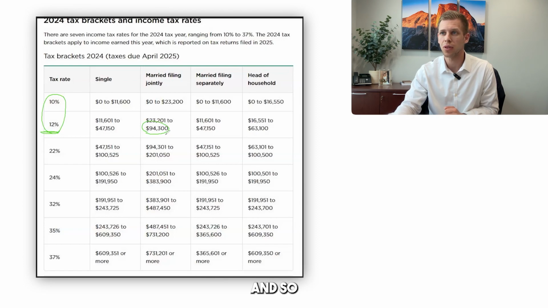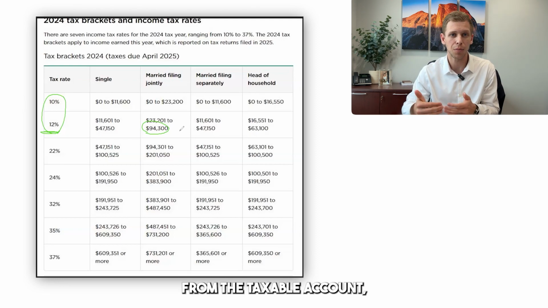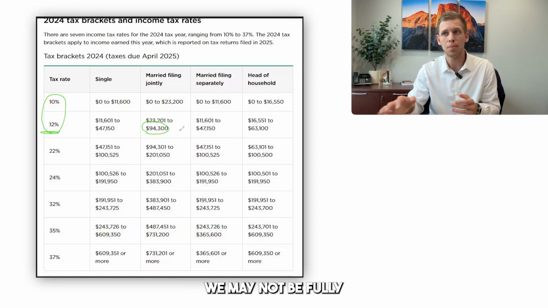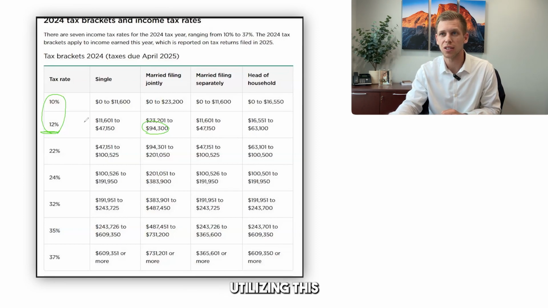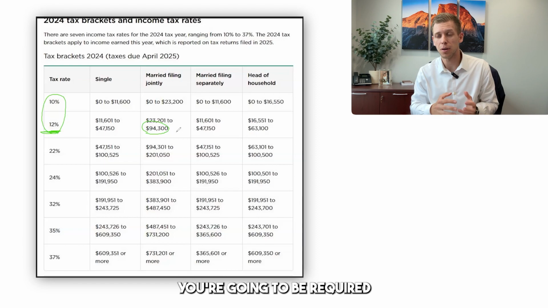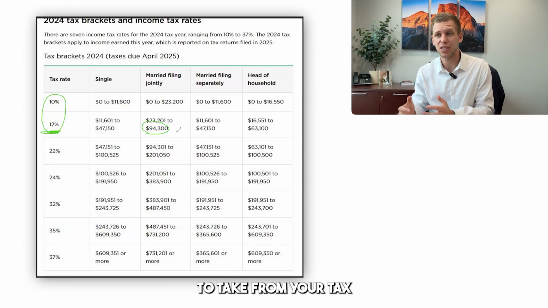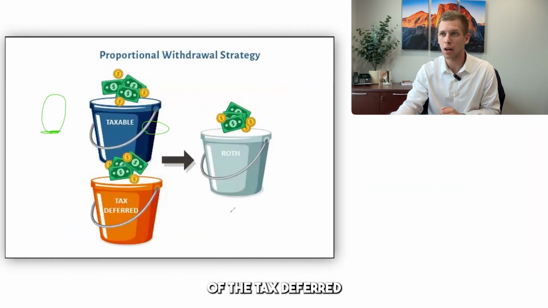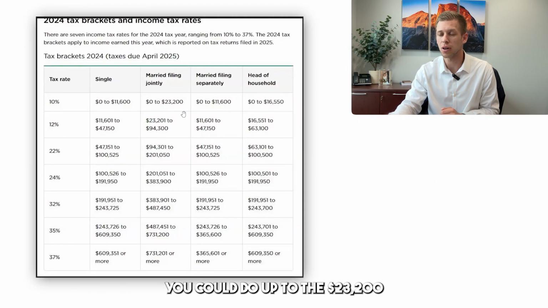And what you'll see here is you can have up to $94,000 in income and only be taxed at this 12% rate. And so if we're only taking from the taxable account, that traditional withdrawal strategy, we take from there first, we may not be fully utilizing this $94,000 in that 12% bracket. So what we're able to do, since at age 73 you're going to be required to take from your tax deferred accounts, is we'll look to take a blend of the tax deferred up until that 94,000, or if you want to keep it in the 10%, you could do up to the 23.